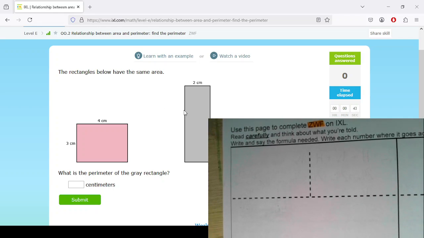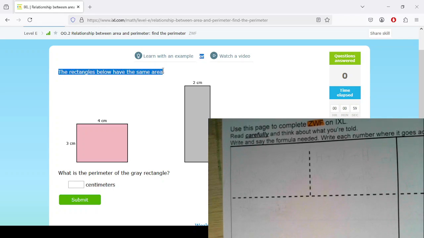So I see from my diagram that I do not have the height of this gray rectangle. So let's see what other information I have. I see that there is a pink rectangle and a gray rectangle. I have both dimensions of the pink rectangle. Oh, and look here. This text tells me the rectangles below have the same area. So the way I'm going to solve this is I'm going to work backwards.